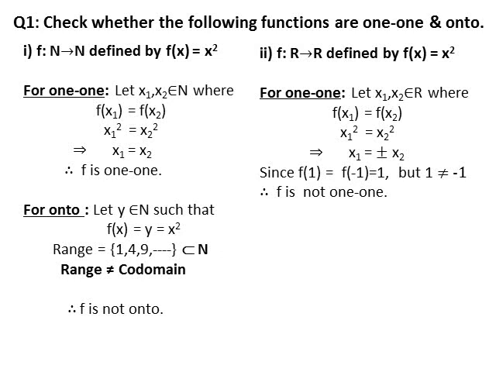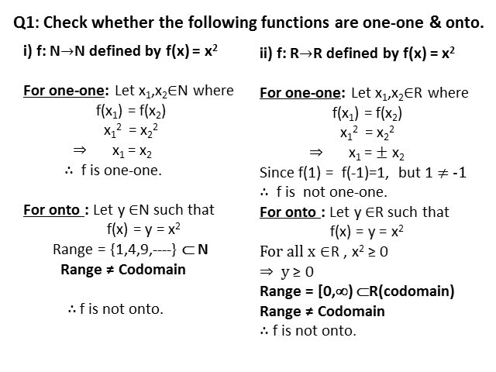So we need to write down one counterexample which doesn't satisfy the condition. As you can see, f(1) and f(-1) both are equal to 1, but 1 is not equal to -1. Therefore, f is not one-one.